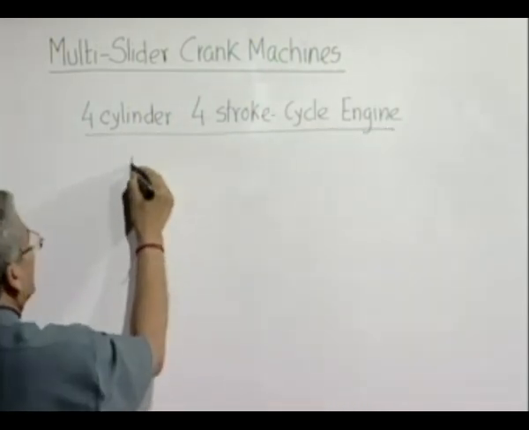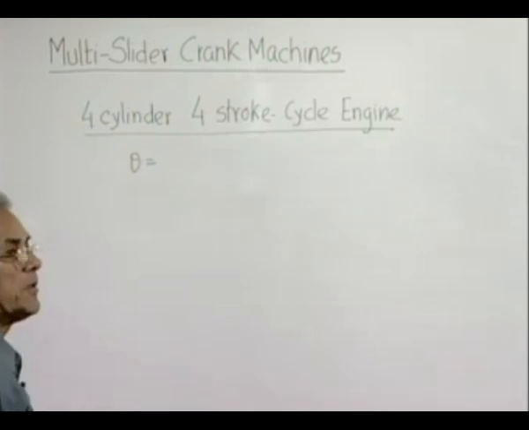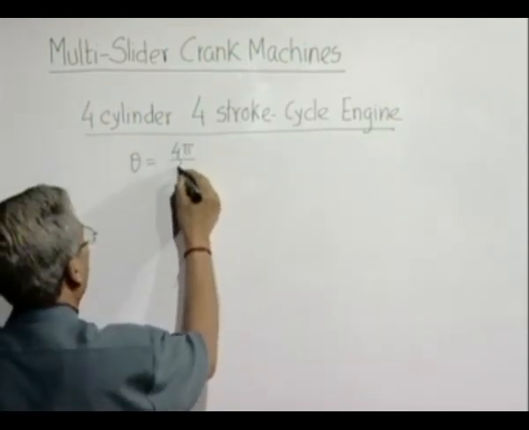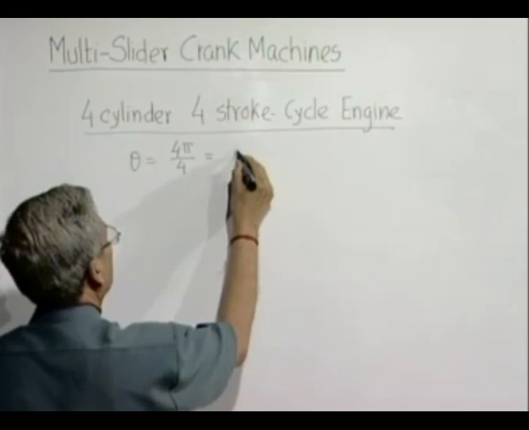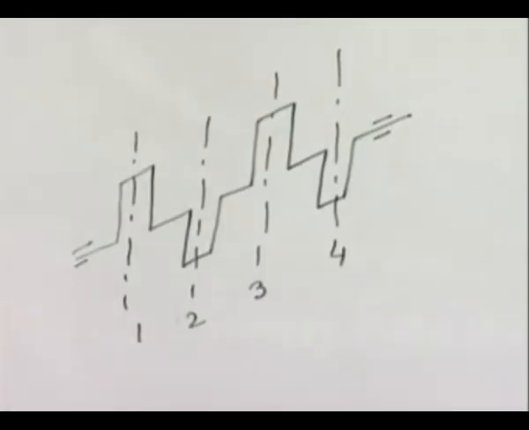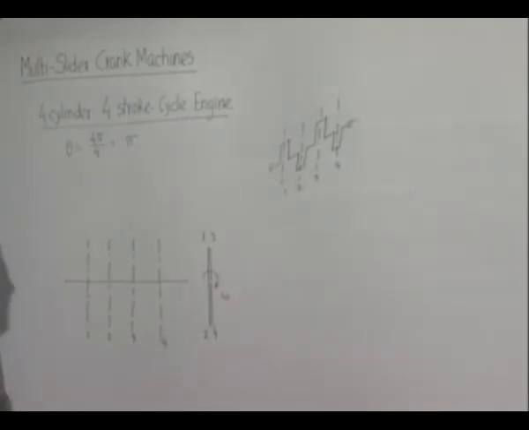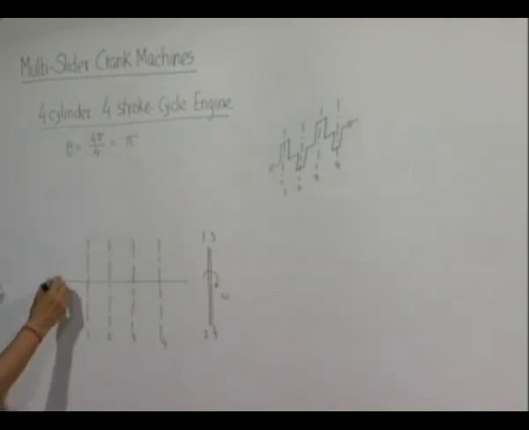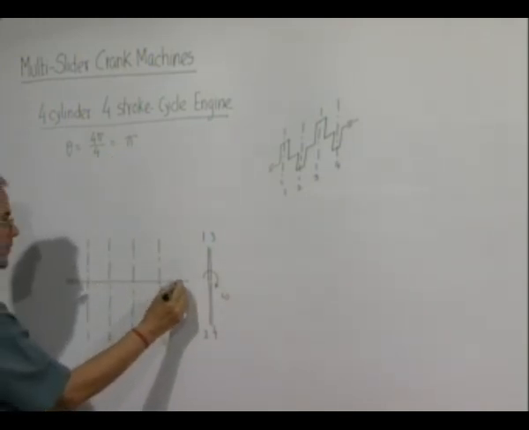Here, the angle between consecutive firing cranks is 4 pi by 4, that is equal to pi. So in the case of a 4-cylinder 4-stroke cycle engine, the angle between the consecutive firing cranks will be 4 pi by 4, that is equal to pi, and say this is the system.